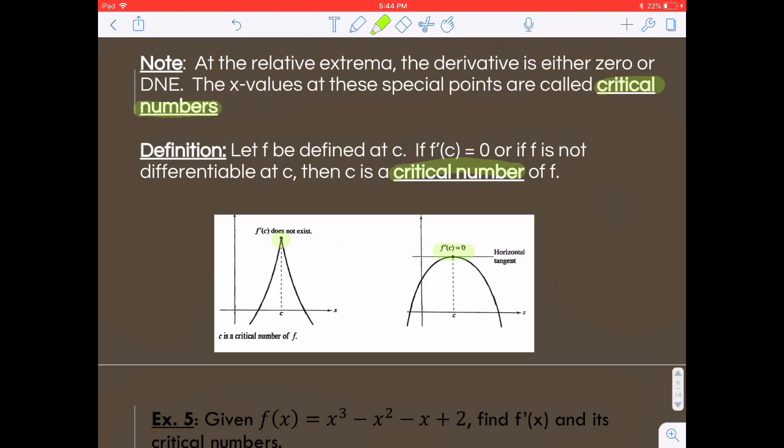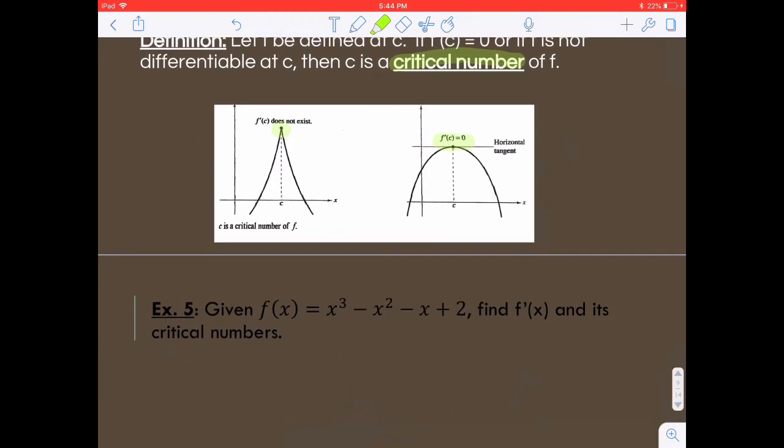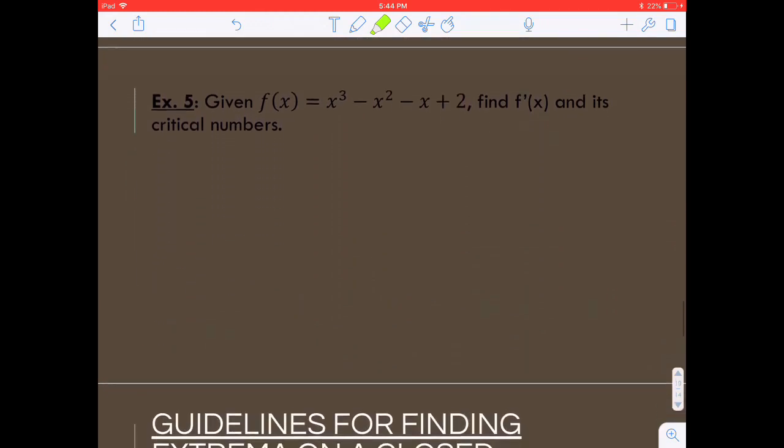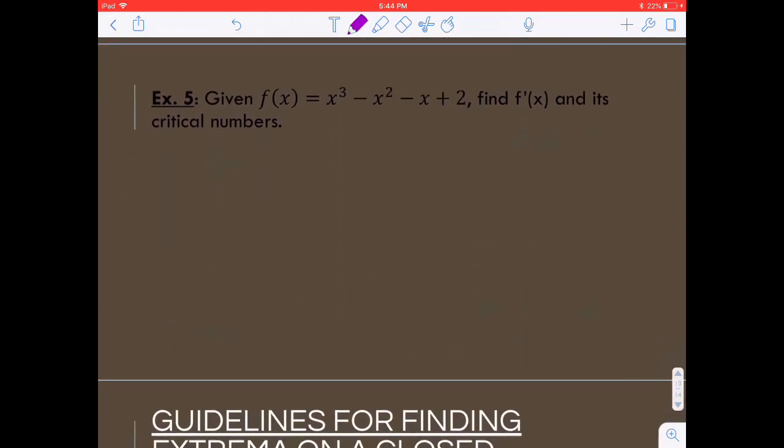Okay, so example 5. We have this function, x cubed minus x squared minus x plus 2, and we want to find the derivative of it and find its critical numbers. The first thing is we need to find the derivative. So just use the sum and difference rule. So 3x squared minus 2x minus 1. The constant is 0, so we can just leave it like that.